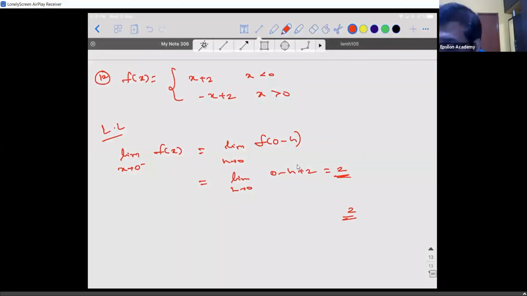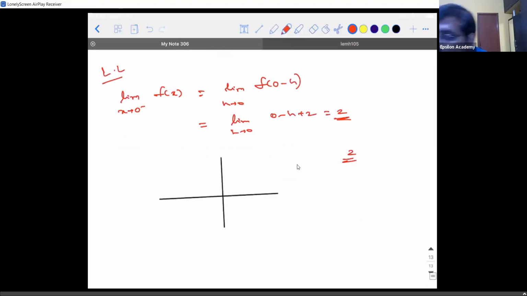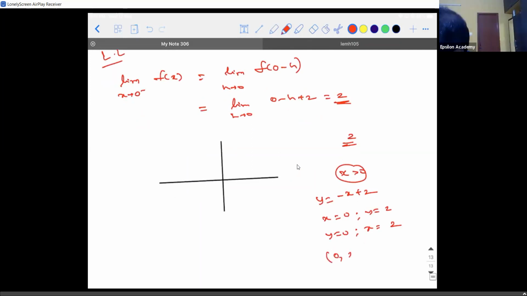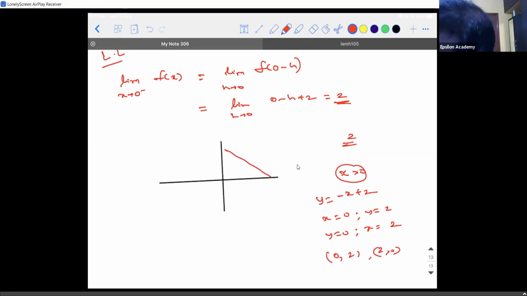Okay. So how do you draw it graphically? When x is greater than 0, what is the function? Minus x plus 2. So y is equal to minus x plus 2. When x is 0, y is 2. When y is 0, x is 2. So what are the points? 0, 2 and 2, 0 will be something like this. Okay, but at 0, what is going to happen? There will be a break.